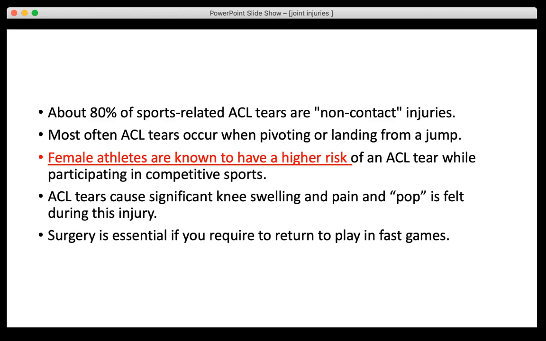A popping sound is there. The player or the athlete will hear, during the time of injury, a very loud popping sound, so he can feel that something bad happened in the knee. Surgery is essential if you want to return to play, if it is an ACL injury. Surgery takes a lot of time, 6 months, 7 months, even 9 or 10 months, depending on the case. So this is the ACL injury.